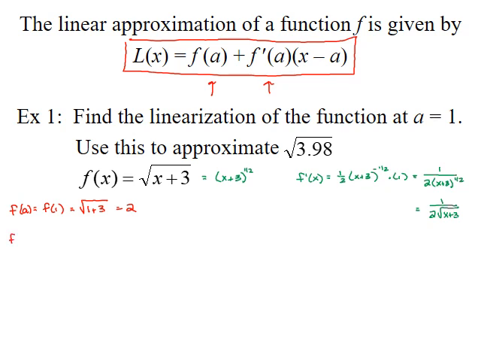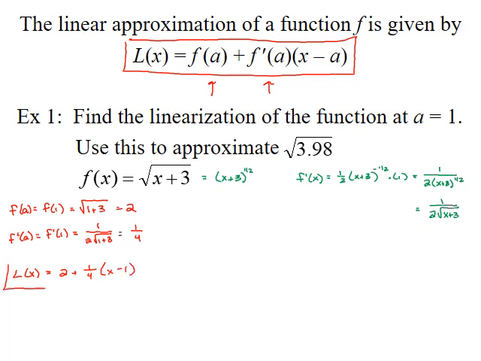So back to my work, I need f prime of a, which is f prime of 1. So if I plug 1 into that derivative, it would be 1 over 2 times the square root of 1 plus 3, which, doing a little bit of calculation, should give you 1/4. Now I can do my formula. I can say that L of x is equal to f of a, which is 2, plus f prime of a, which is 1/4, times x minus a, which is 1.